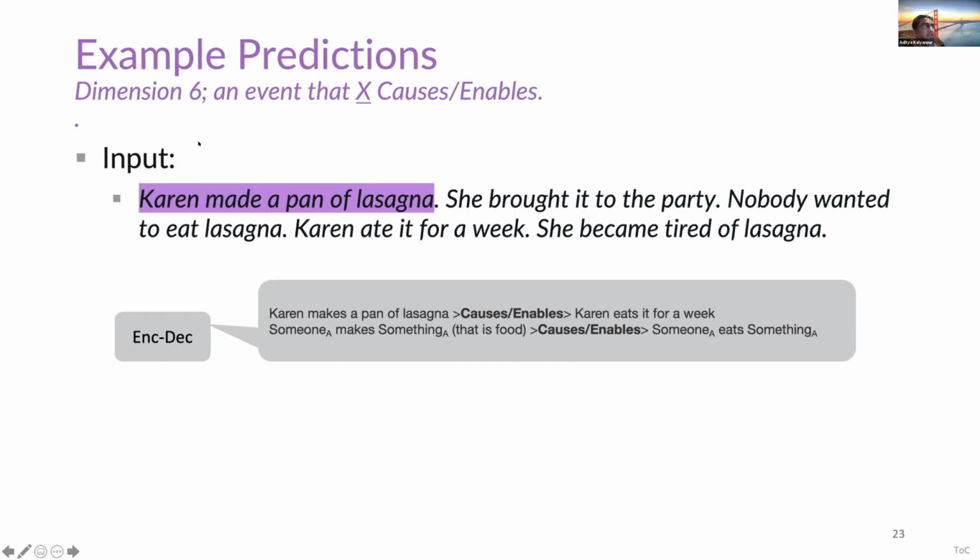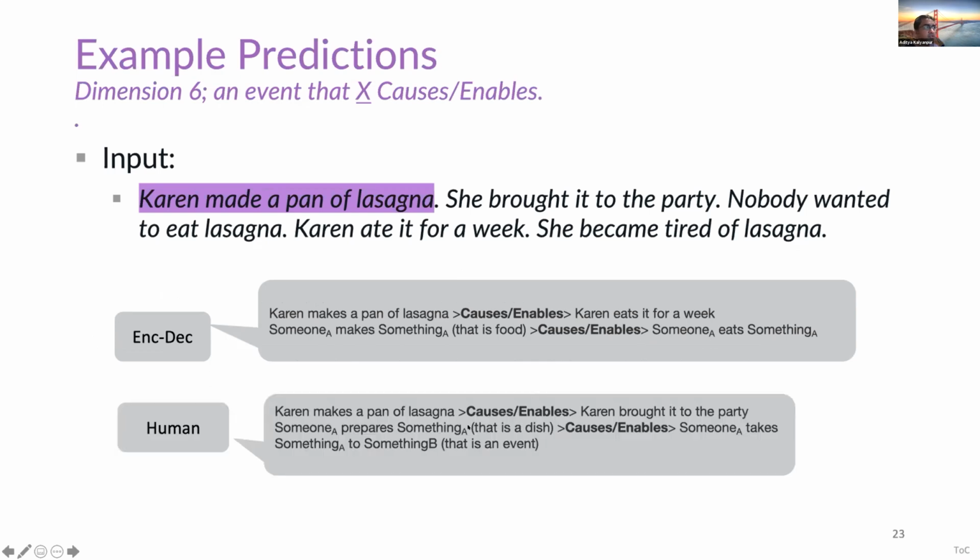Another example is dimension 6. So what does this cause? What is an after effect of this? And the encoder decoder model is not too far off. Like, she made a pan of lasagna is probably what enabled her to eat it for a week. That's in the story. And the general rule is slightly better. If you make food, it enables you to eat it. And the human was slightly better here. Someone prepares something is what enabled her to take it to an event.